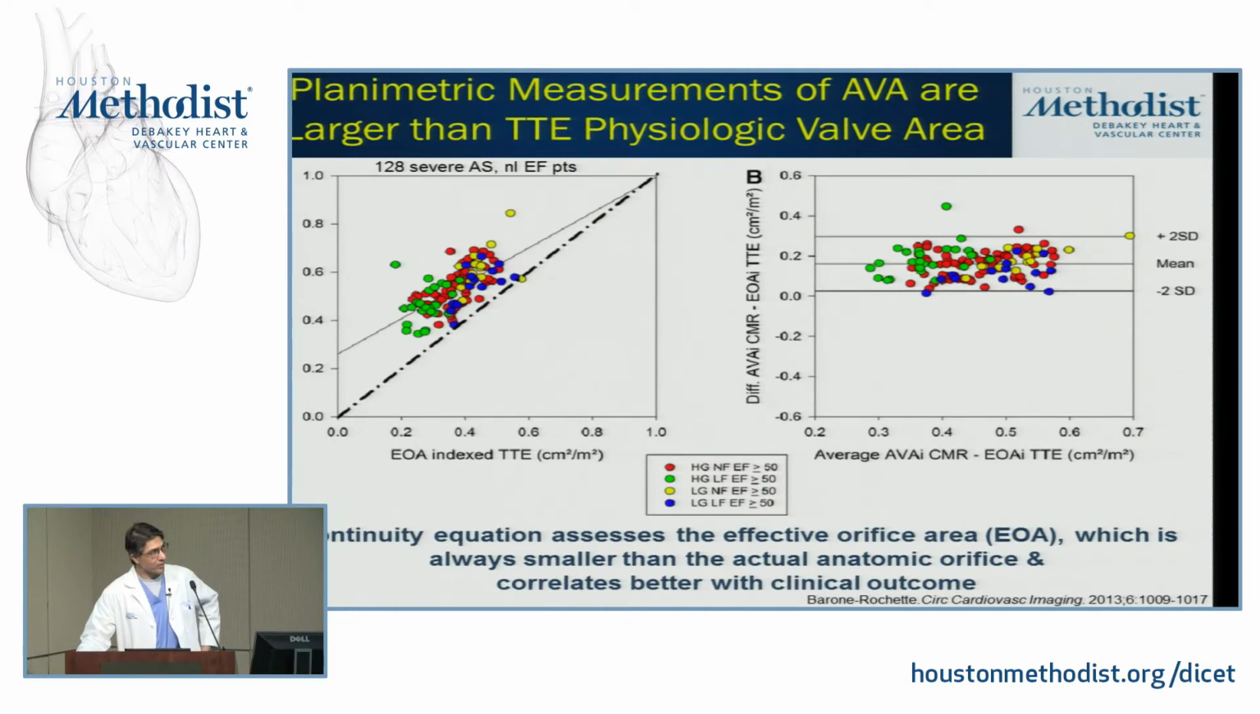Another very important point with planimetry is that, believe it or not, the actual planimetered measurements are slightly larger than the physiological valve areas that you achieve with the continuity equation. And this is just a good graph on the left-hand side of the screen showing that for each of the transthoracic echo measurements, by the physiological measurements, your aortic valve measurements planimetered are slightly larger.